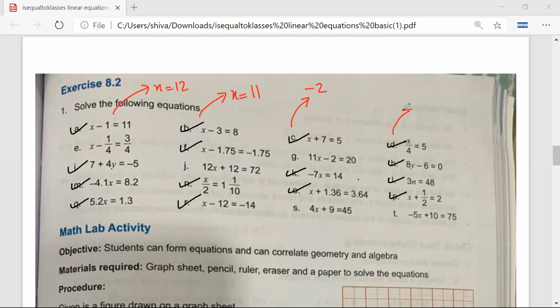Mr. Sarthak. D part. X is equal to 20. Shabash. Mr. Sarthak. F part. X is equal to 0. Shabash. Mr. Satya. H part. H equal 3 upon 4. Okay. Mr. Satya. H part. What answer did you get? 3 upon 4.